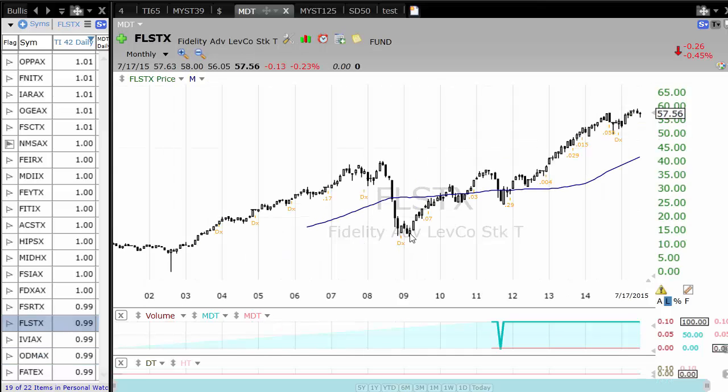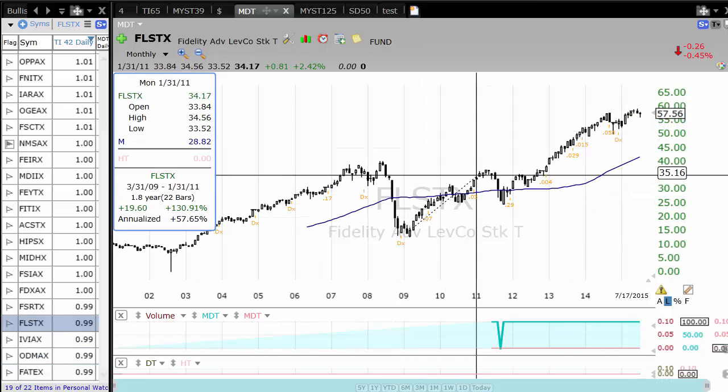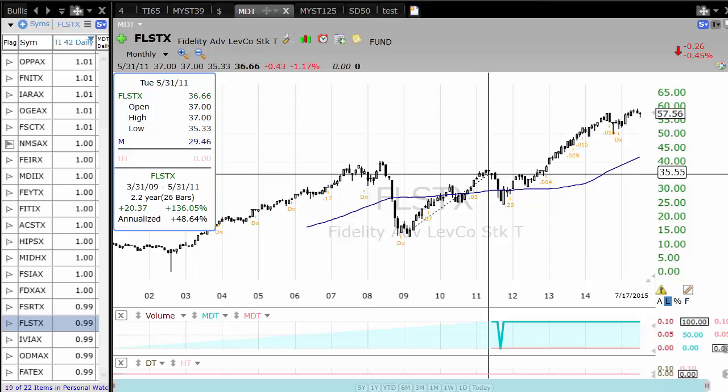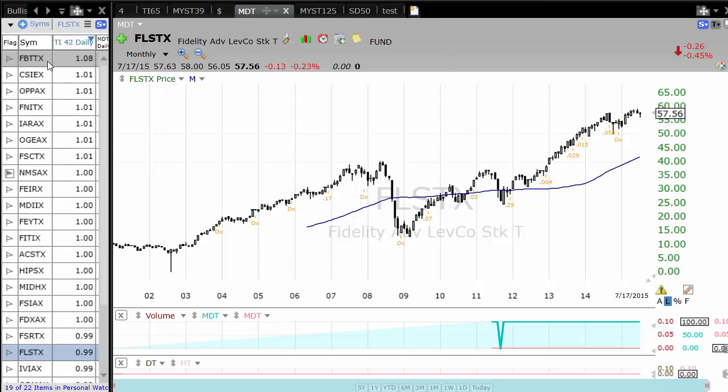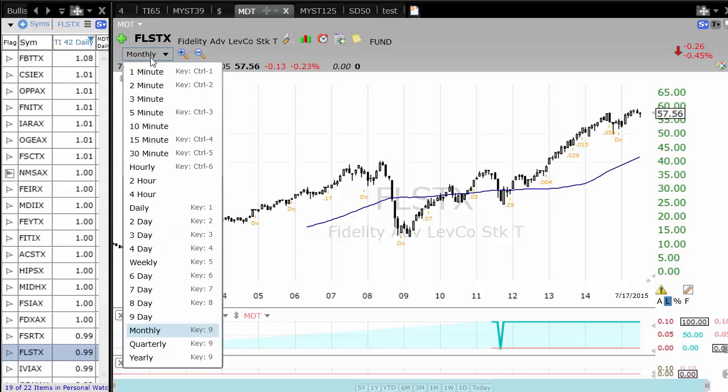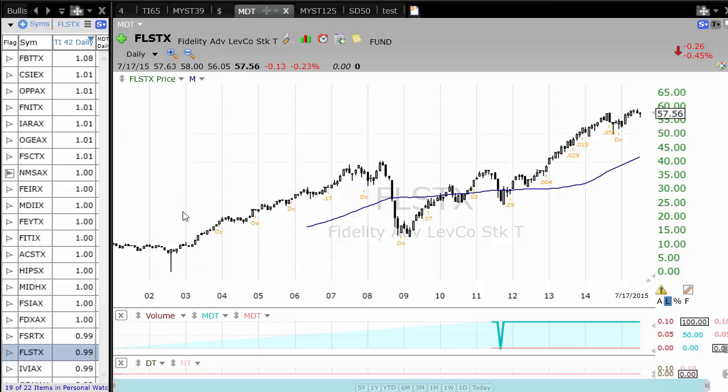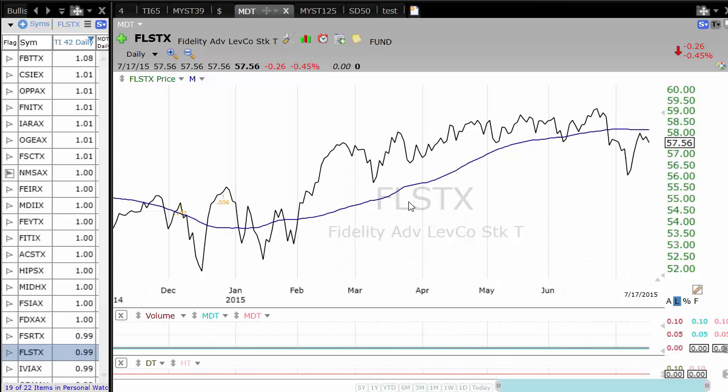Or even if you look at FLSTX, which was also ranked number two or sometimes number one during that period, it was up around 147%. So just using a simple momentum ranking, you can basically do a better job of investing in your 401k if you're serious about making money in 401k.